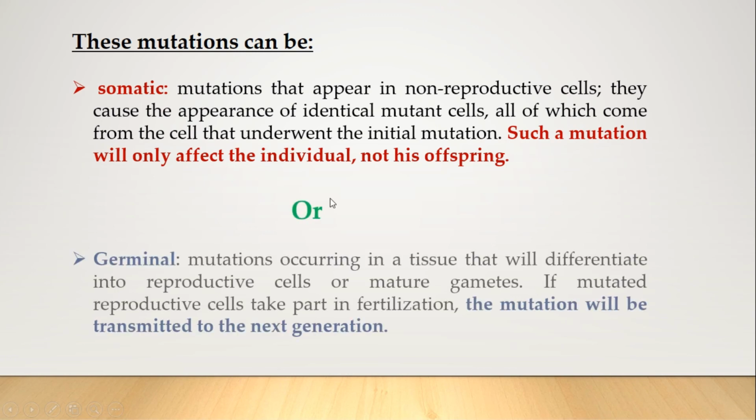Also, the mutations can be germinal. They occur in the gametes or the reproductive cells. In this case, the mutation will be transmitted to the next generation due to the fertilization, the meeting of the ovum and the spermatozoa to give a zygote. This zygote will inherit all the characters, all the mutations from the parents. So somatic mutations are not transmitted to offspring, whereas germline or germinal mutations are transmitted to the offspring or to the next generation.